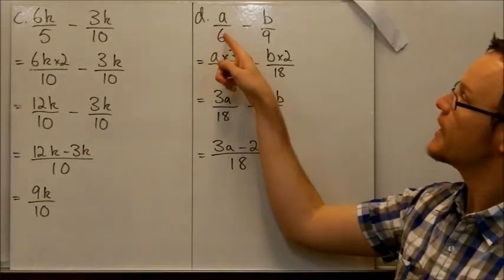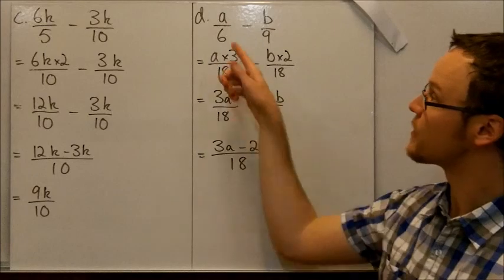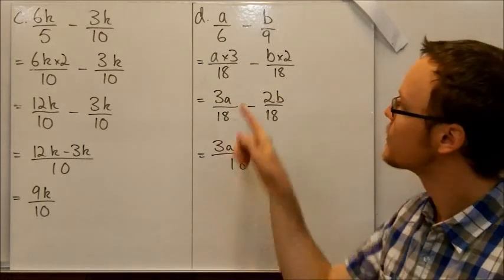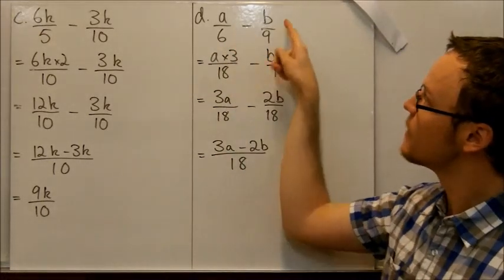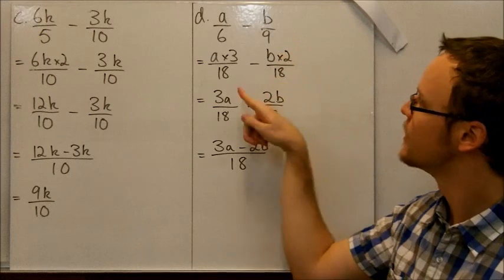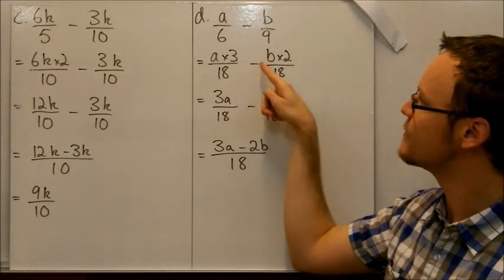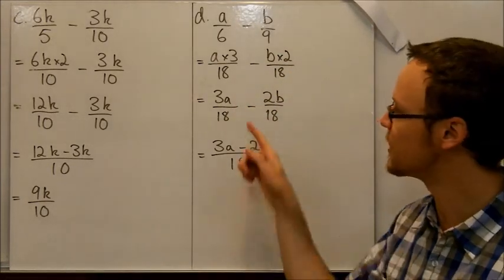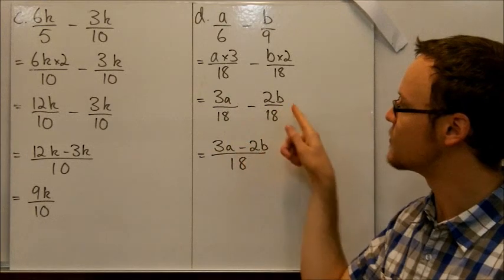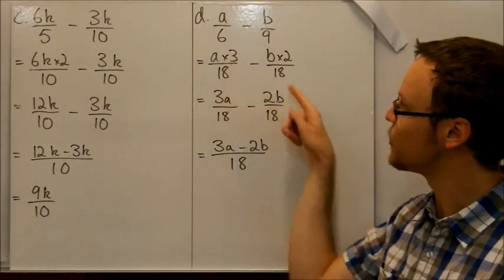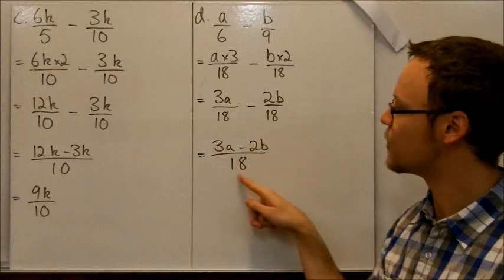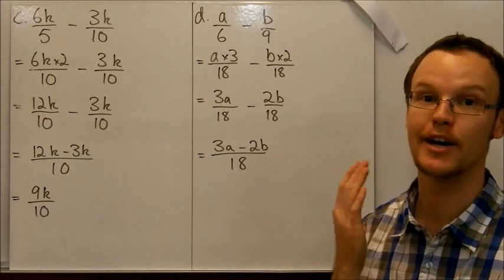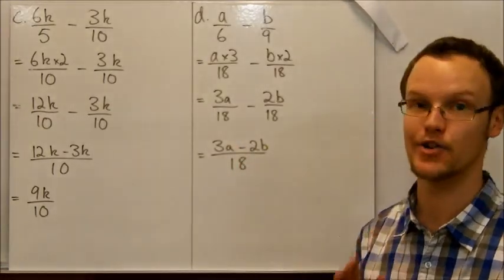Last problem, a on 6 minus b on 9. We can get a common denominator of 18. The lowest common multiple of 6 and 9 is 18. So we can multiply the top and the bottom by 3 here, and multiply the top and the bottom by 2 here. So here, a times 3 over 18 minus b times 2 over 18. Now we've got our common denominator. We've got 3a on 18 minus 2b on 18, and we're left with 3a minus 2b all over 18. We can't simplify this any further because they are not like terms. A and b are not the same variable.